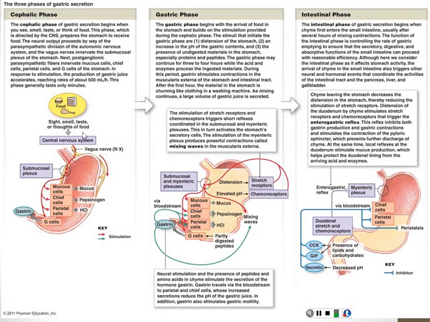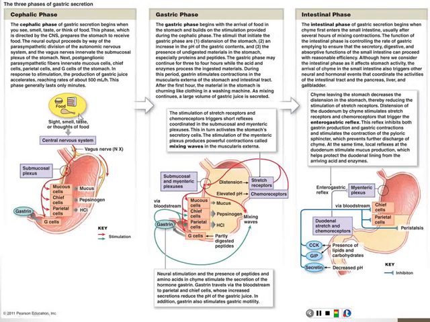So when we are thinking of food, smelling food, seeing food, preparing for food, you know, when we know that a meal is coming, automatically the central nervous system starts to prepare the stomach for that meal. So like, we've all experienced this, it's about time for dinner and your stomach starts growling, so to speak. That's the cephalic phase at work.